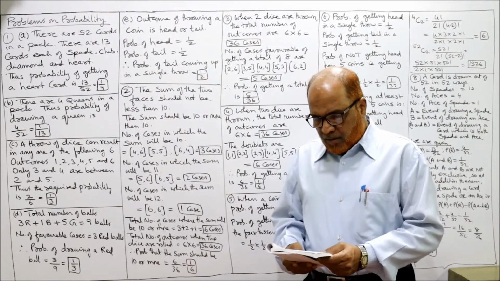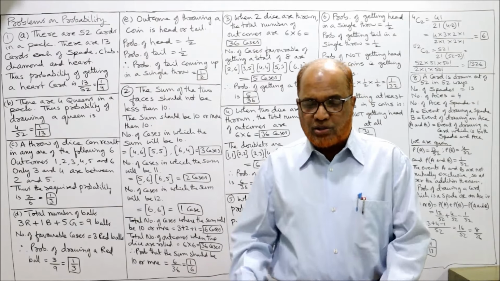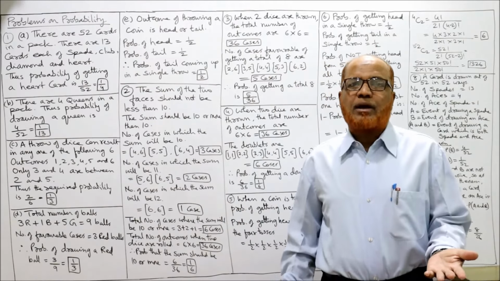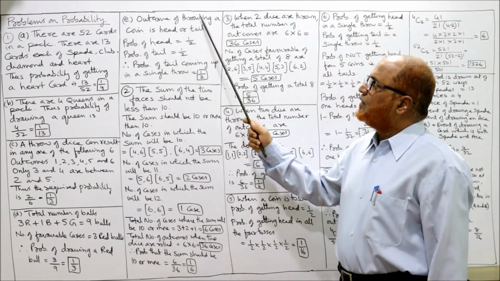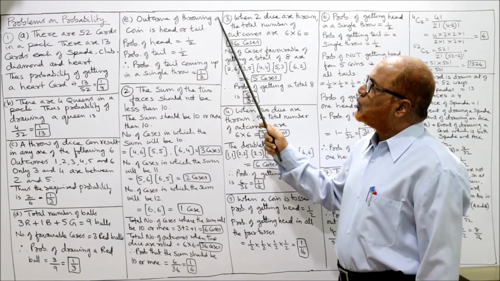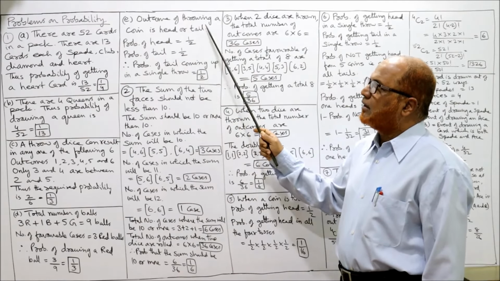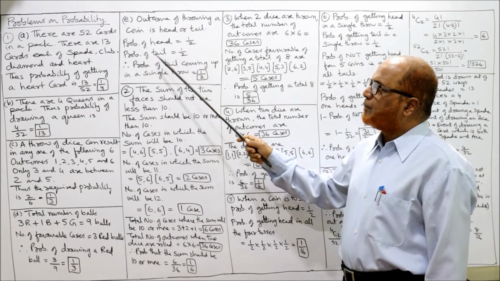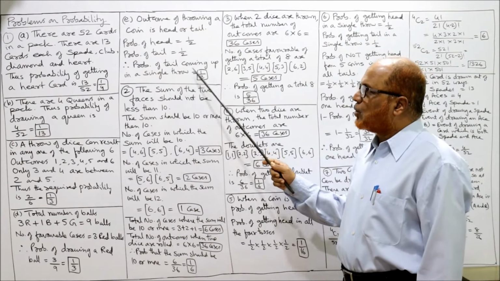Then find the probability of tail coming upward in a single toss. What is the probability of tail coming up? It's 1 by 2. That's it. So the outcome of throwing a coin is head or tail. Probability of head is half, probability of tail is half. Therefore, probability of tail coming up in a single throw is 1 by 2.